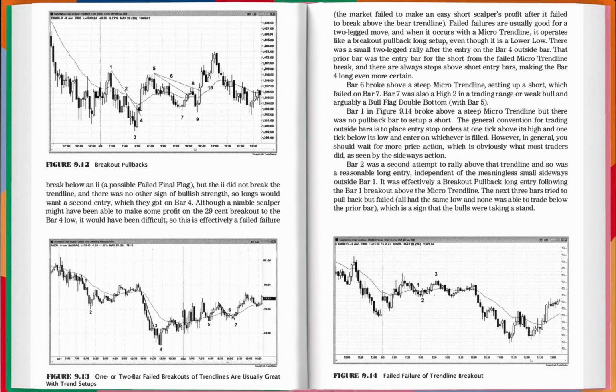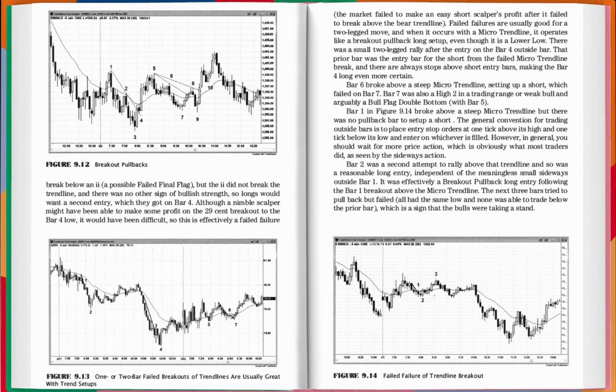Although a nimble scalper might have been able to make some profit on the 29-cent breakout to the bar 4 low, it would have been difficult, so this is effectively a failed failure. The market failed to make an easy short scalper's profit after it failed to break above the bear trend line. Failed failures are usually good for a two-legged move, and when it occurs with a micro trend line, it operates like a breakout pullback long setup, even though it is a lower low.